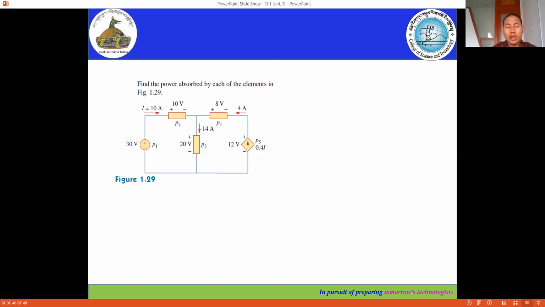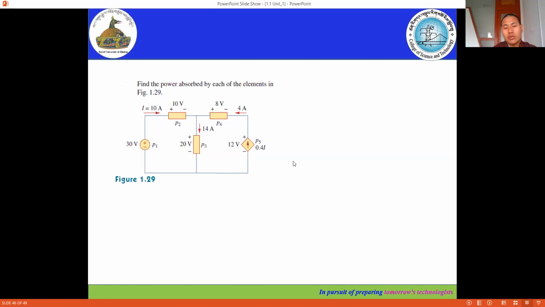To determine whether the power is being delivered or absorbed, we have to take care of the sign conventions. First, we have to check the current direction. In this case, the current I equal to 10 ampere is entering from minus to plus, so it is crossing from minus to plus. So we have to give the current a negative sign.